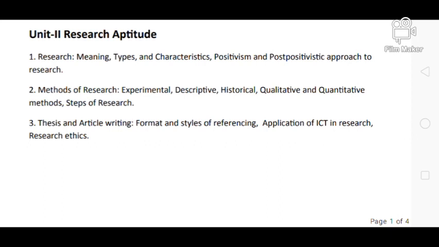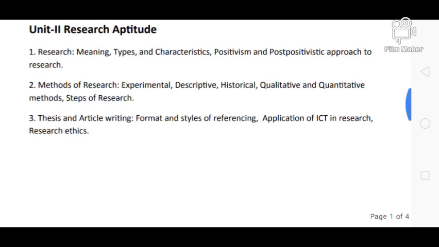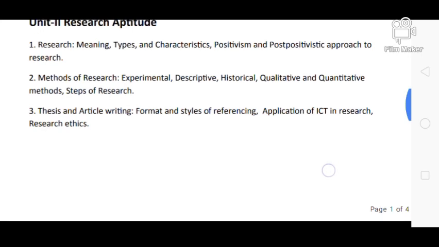Secondly, we have methods of research. First of all, we have experimental method. We have to know about it. Descriptive method, historical method, qualitative method, and quantitative methods, steps of research. We have to know all about this.